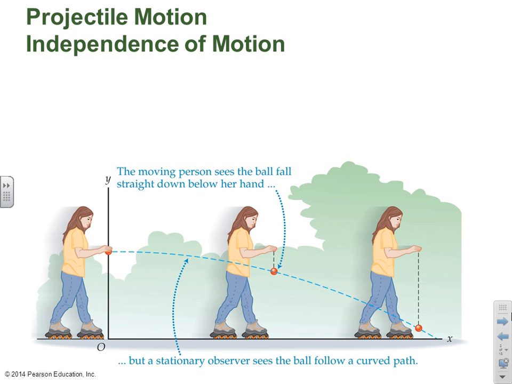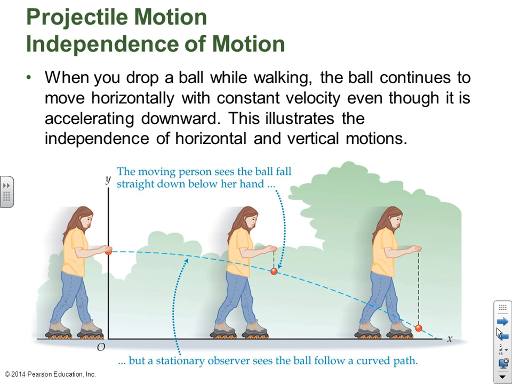Because one of the key ideas in dealing with motion in 2 dimensions is that there are 2 things going on. There is a horizontal motion, but there is also a vertical motion. And those 2 things are independent of one another. They are occurring simultaneously. This ball is moving both horizontally and vertically as I throw it into the air while I'm walking along the front of the room. But the two motions are independent of one another.